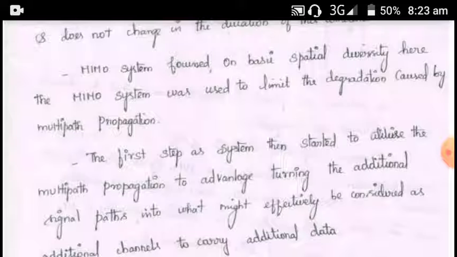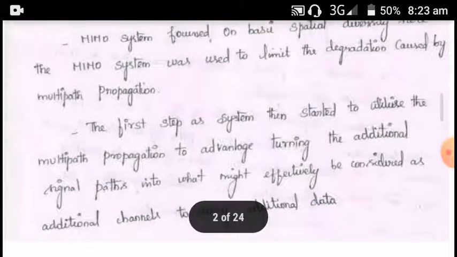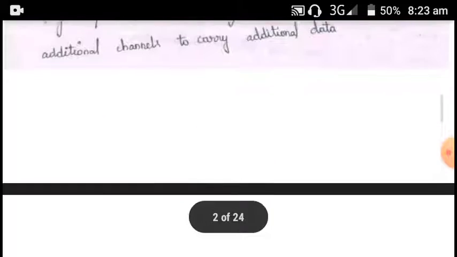Okay, the first step as the system then started to utilize the multipath propagation to advantage, turning the additional signal path into what might be considered as an additional channel to carry additional data.